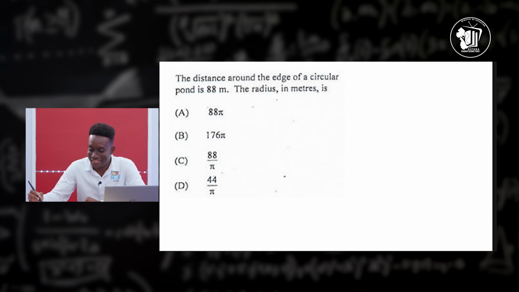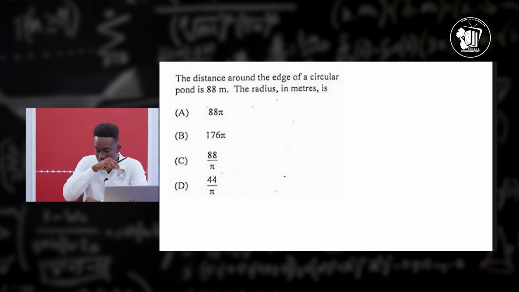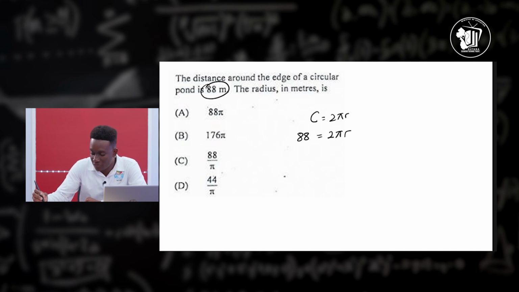So let's carry on. The distance around the edge of a circular pond is 88 meters. The radius in meters is, so we talk about the distance around a pond. We're talking about the perimeter of that pond or the circumference of that pond. So we know to find the circumference or the perimeter, the formula is 2 pi r. They already told us that the distance around it is 88. So 88 would be equal to 2 multiplied by pi multiplied by r. So they want to find r.